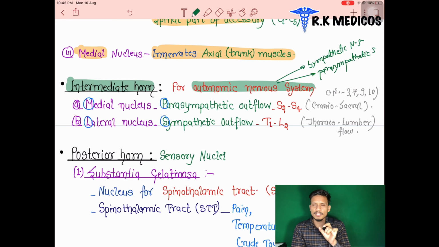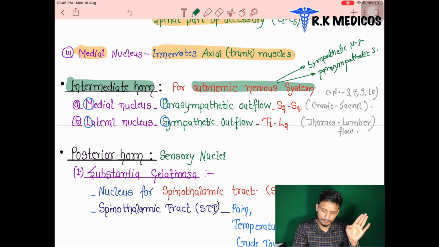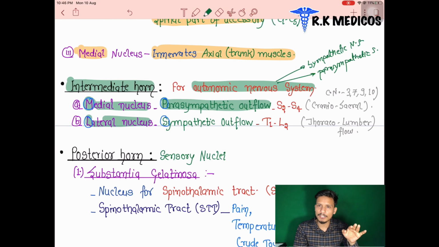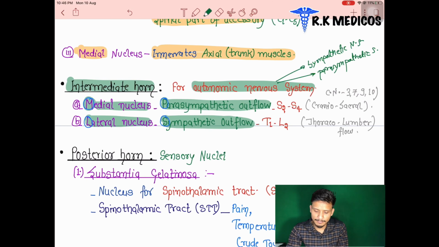So these are the two branches of the autonomic nervous system. Now you can imagine the medial or lateral is both going for either autonomic nervous system, it means sympathetic or parasympathetic. It's so simple. So the medial nuclei is going to the parasympathetic outflow, and the lateral nuclei of the gray matter of the intermediate horn, they are going to supply for the sympathetic outflow.